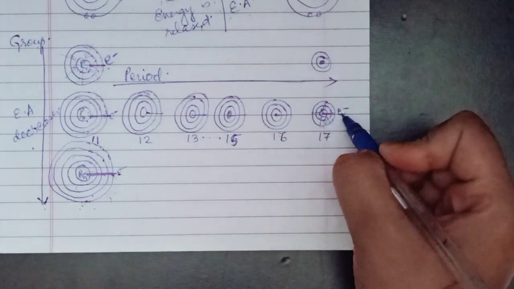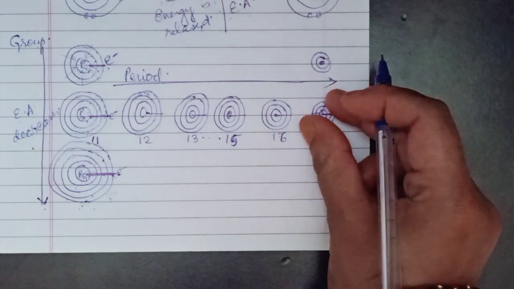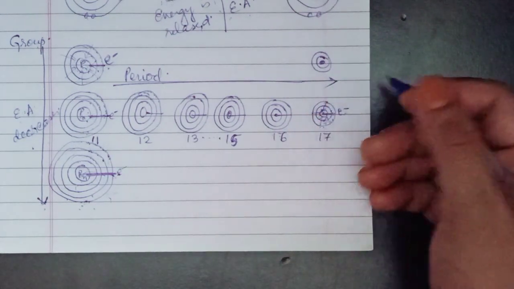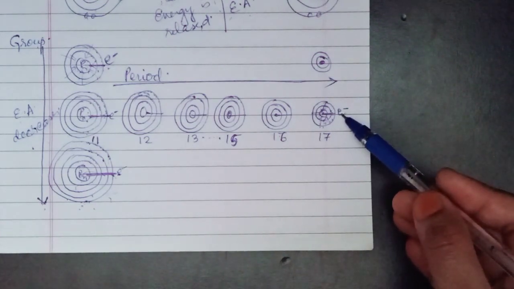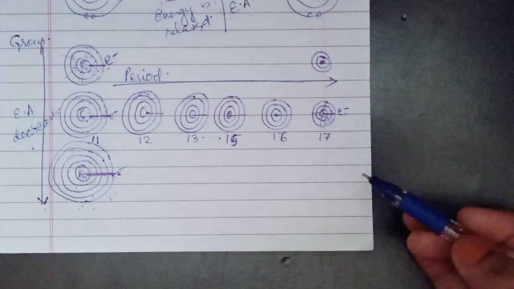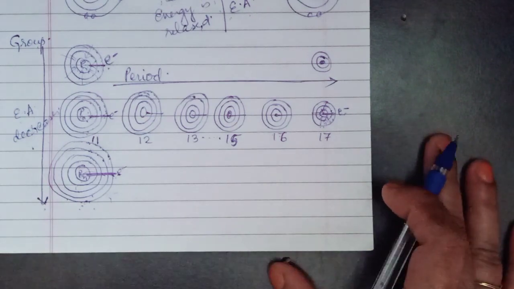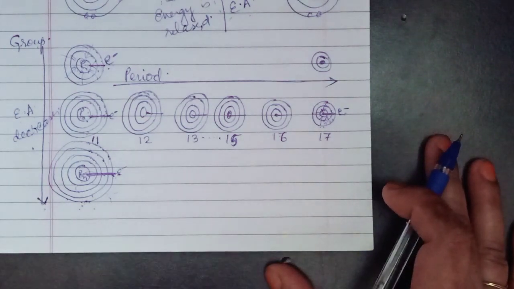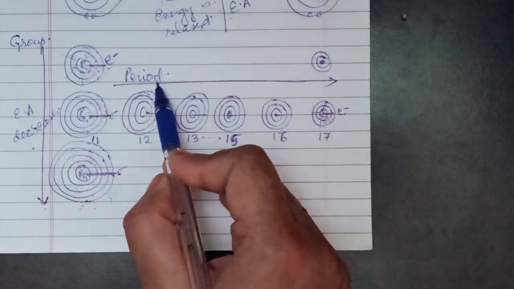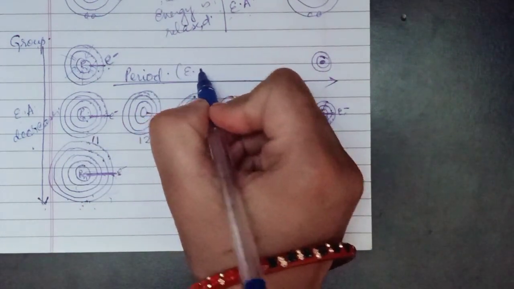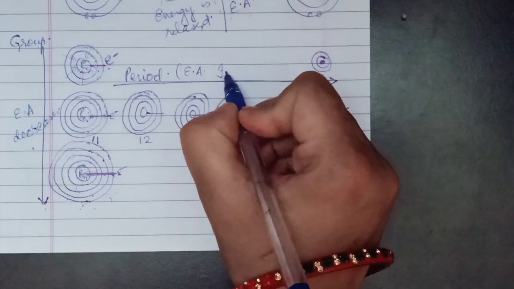Suppose we are putting an electron here, it will get attracted by the nucleus very easily, and after gaining that extra electron, some amount of energy is released, that is called electron affinity. Okay, that means when we are moving from left to right in a period, electron affinity increases.